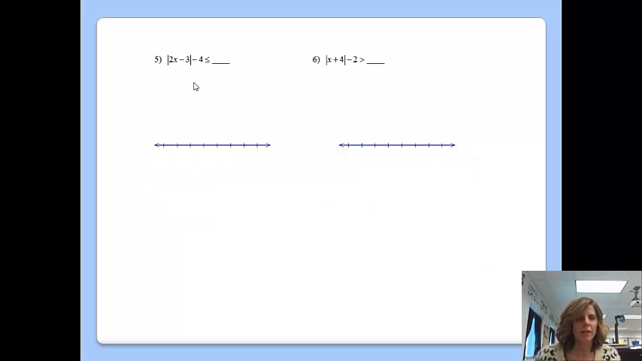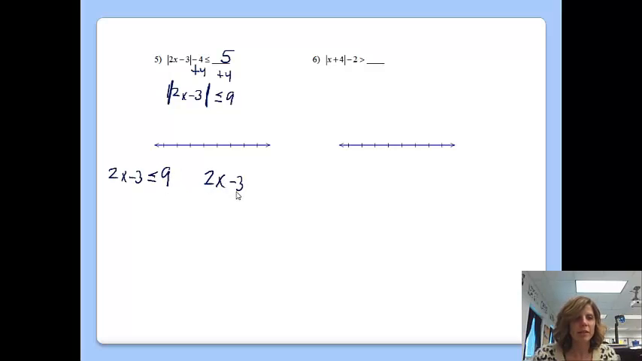All right, let's try one that's a little bit more complicated. Let's put a 5 in here. Right, this one, again, we're going to solve it very similarly to how we did the other problems. I need to get rid of that 4 first, so I'll add 4. So I've got 2x minus 3 is less than or equal to 9. Now that I have the absolute value isolated, this is when I'm going to go write my two inequalities. So I'm going to have 2x minus 3 is less than or equal to 9. My other one will be 2x minus 3 is greater than or equal to -9.